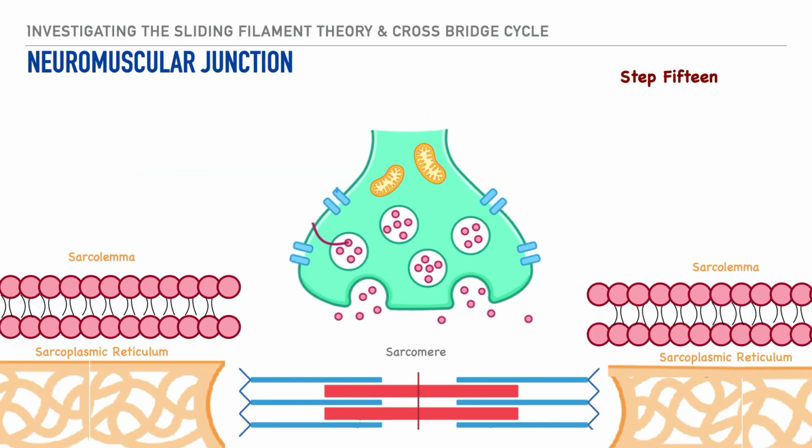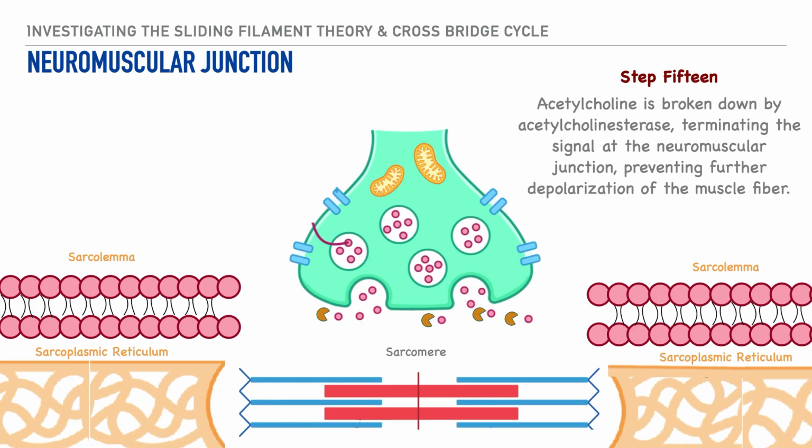Now we return to the neuromuscular junction, and what we'll see here is acetylcholine being broken down. And this is possible due to an enzyme called acetylcholine esterase. We'll show it here by these Pac-Man-like structures. Now imagine that they're eating up or removing the acetylcholine that was released into the synaptic cleft. This terminates the signal at the neuromuscular junction, preventing further depolarization of the muscle fiber.